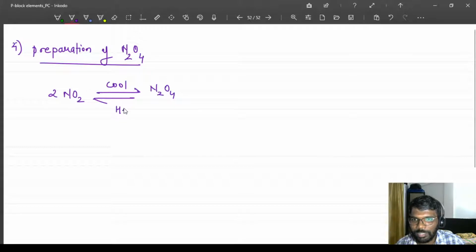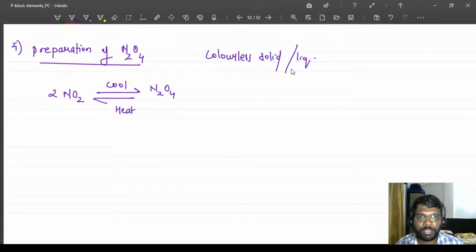If you heat this back, you will get it this way, and it is a colorless solid or a liquid. It could be a colorless solid or liquid. And it is acidic in nature.